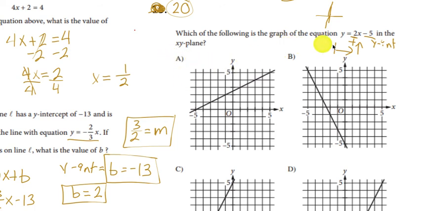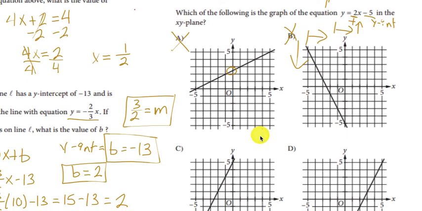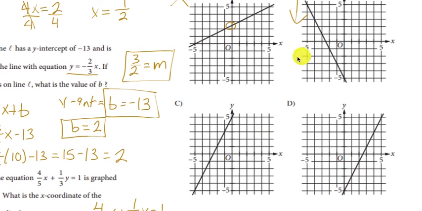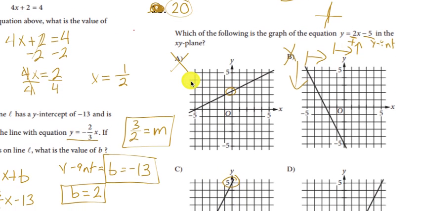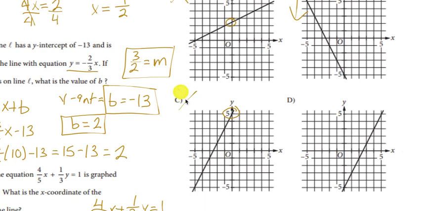So for A, if you notice, we cross the y-axis above the x-axis, so it can't be A. For B, from left to right, we're decreasing. It cannot be B. When we compare C and D, C has a positive y-intercept, which we know that our y-intercept is negative 5, so it cannot be C. And D, we have a y-intercept of negative 5, which checks out. And from left to right, we're increasing. So this also checks out.